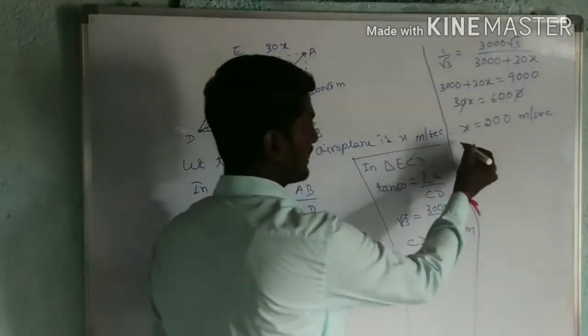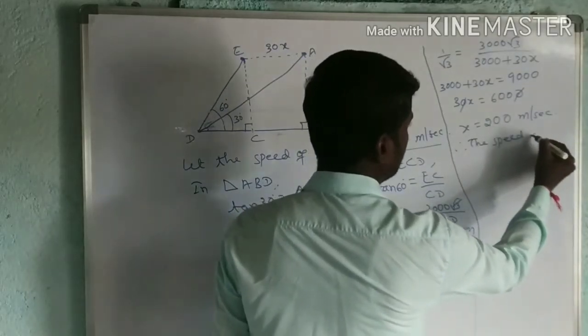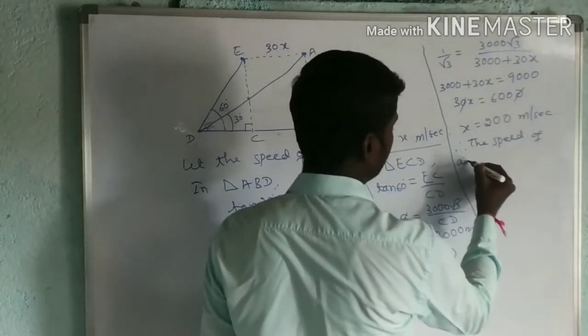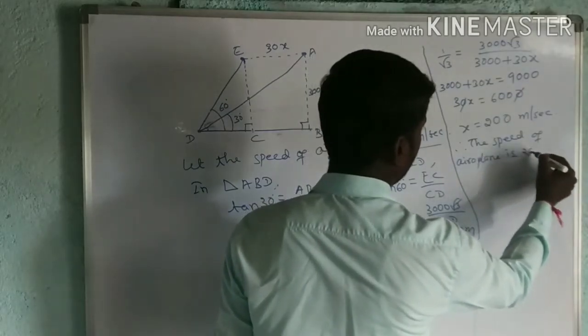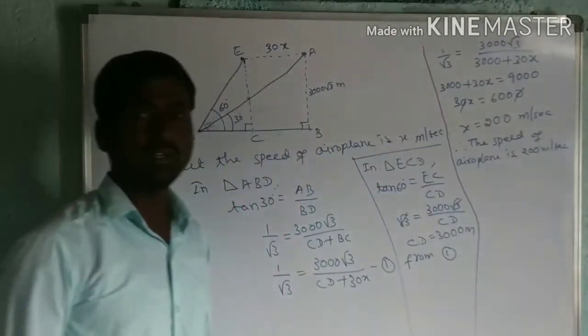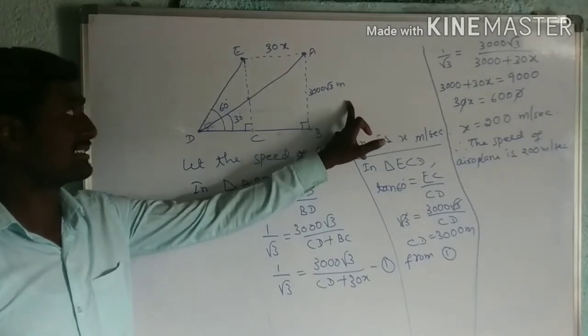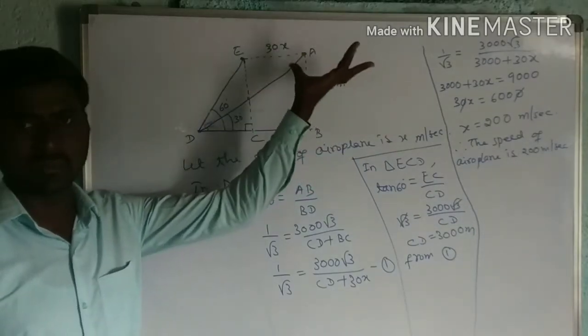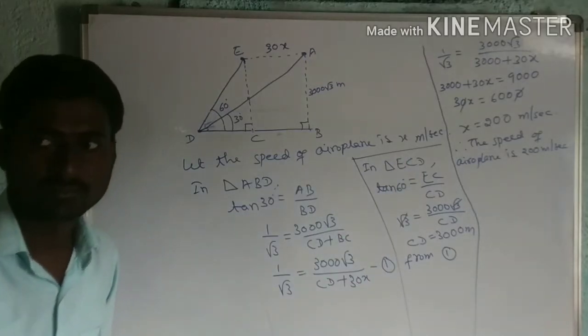Can write the conclusion here. Therefore, the speed of aeroplane is 200 meter per second. Okay, you should write the unit meter per second. Meter, why? Because they given distance in meter. Second, why? Because 30 seconds they given. Okay, so that is 200 meter per second.